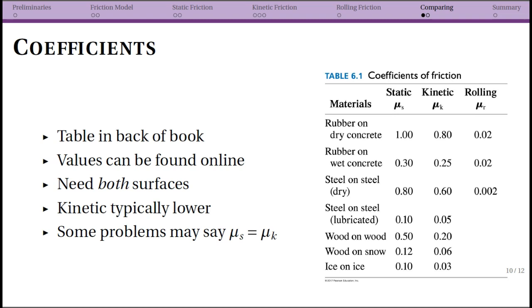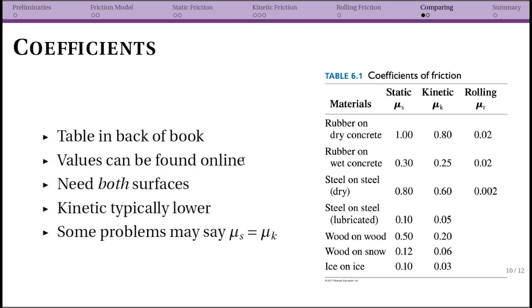Now I want to do some comparisons between the two main types of friction, static and kinetic. First, a little bit on coefficients of friction. There's a table in the back of your book. It's also found in chapter 6, but if you have a physical copy of the book, flipping to the very back cover might be easiest. You can also find values online.